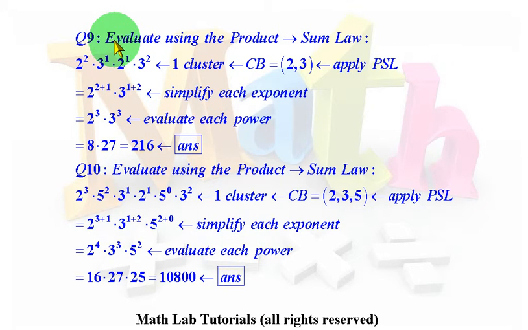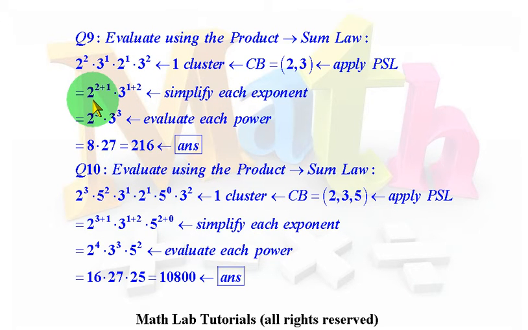Again, it says evaluate using the product sum law. So we have 2 to the power 2, dot 3 to the power 1, dot 2 to the power 1, dot 3 to the power 2. Notice there are no plus or minus separators over here. So this constitutes one cluster. It's a single cluster. But if you look within this cluster, the common bases are 2 and 3. And we can always apply the product sum law within a cluster. And that's exactly what we're going to do.